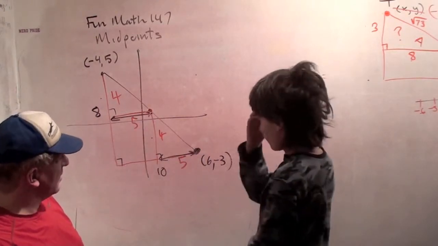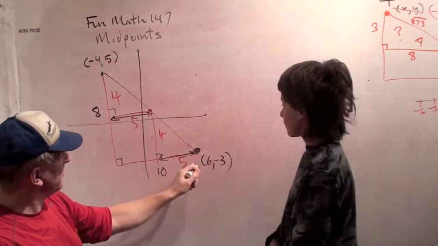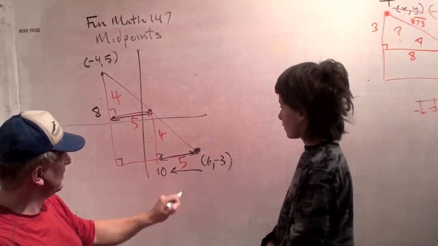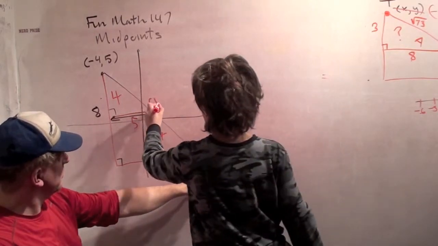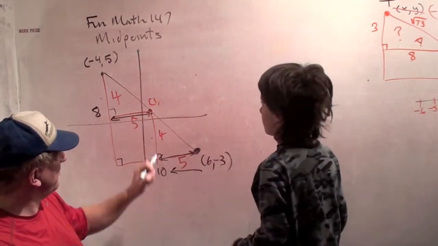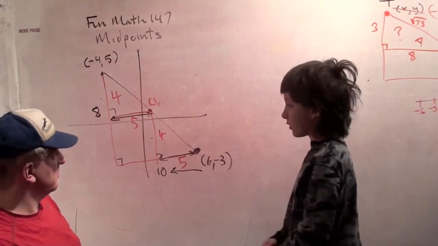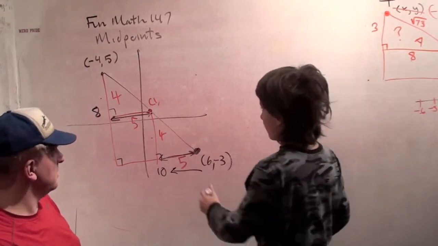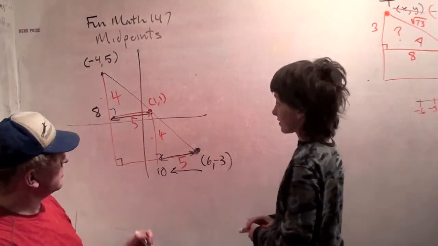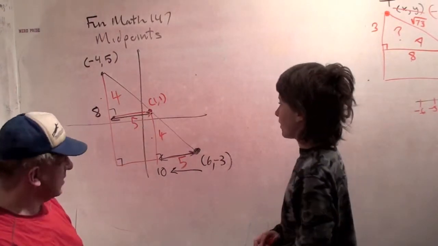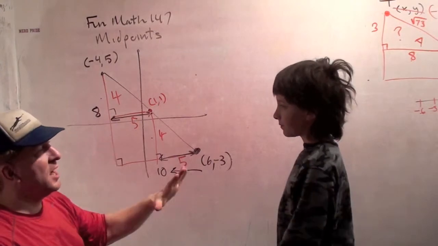So, if I start at 6 and I go over 5 this way, where do I get to? What x coordinate? If I start at the point -3 and I go up 4, where do I get to? You get to 1. Okay, so write that in. That's exactly what I thought. 1, 1. Now does that look right? Does that look like that point could be 1, 1? Yeah. How about that? Okay, so that's the geometry.